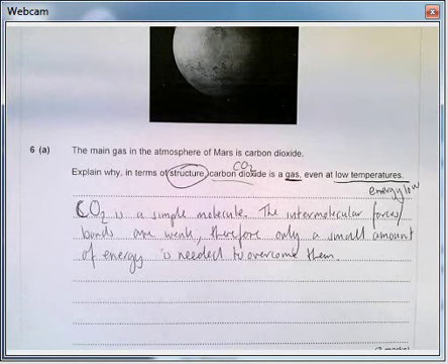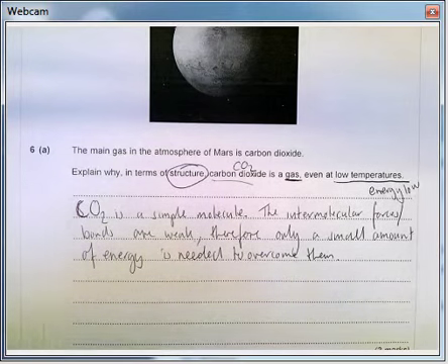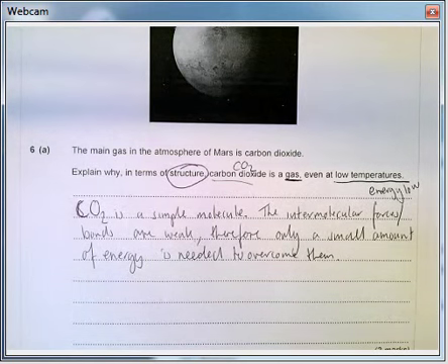So CO2 is a simple molecule, the intermolecular forces or the intermolecular bonds are weak, therefore only a small amount of energy is needed to overcome them. Okay, so that's why it's a gas. Only a small amount of energy breaks apart these intermolecular forces, therefore the particles are spread apart, and therefore we know it's going to end up being a gas because the particles end up being further apart.